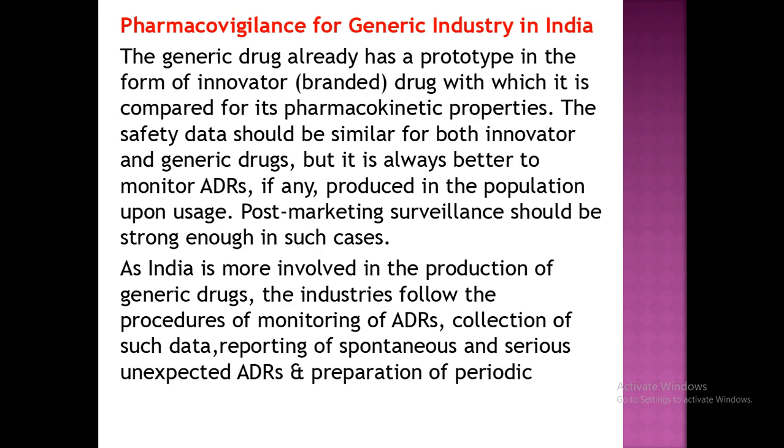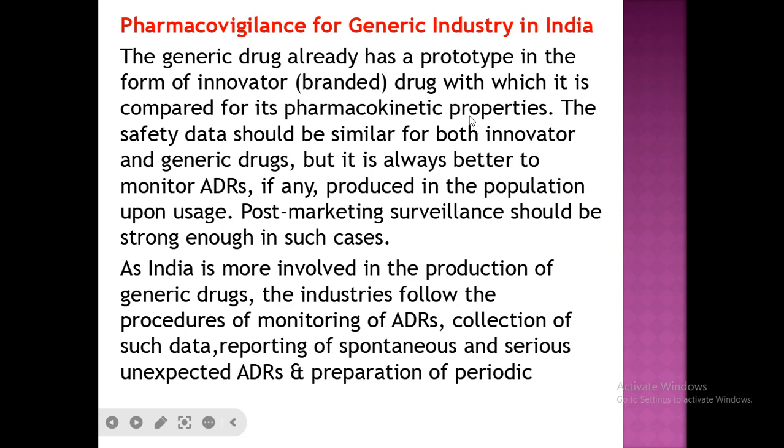So what is generic drug? After the patent of the pharmaceutical company expires, so after that time period is over, the drug can be manufactured and marketed by any company, any pharmaceutical company. That is generic drug. So since generic drug already has a prototype in the form of innovator, since all the tests have been done in phase 1, 2, 3 and phase 4 studies also will be done by the branded drug, with which it is compared for its pharmacokinetic properties.